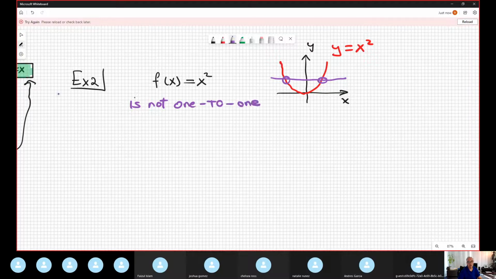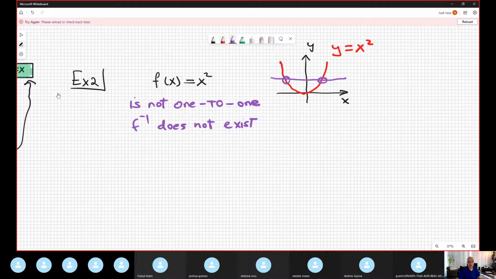Therefore, this function has no inverse, and the inverse function does not exist. And we finished the problem. Yeah, we finished the problem.